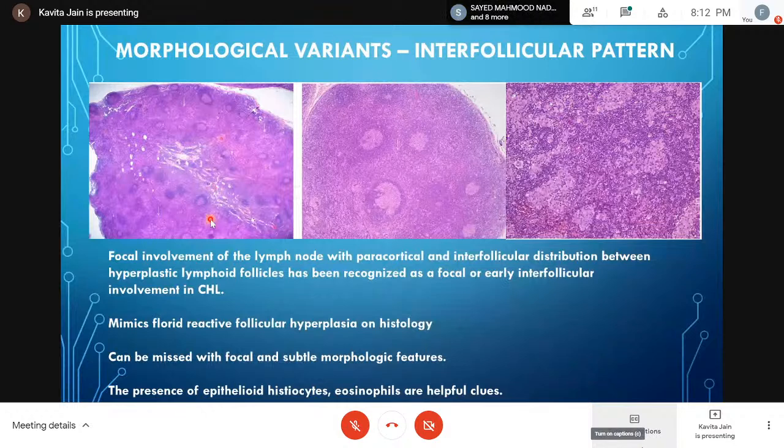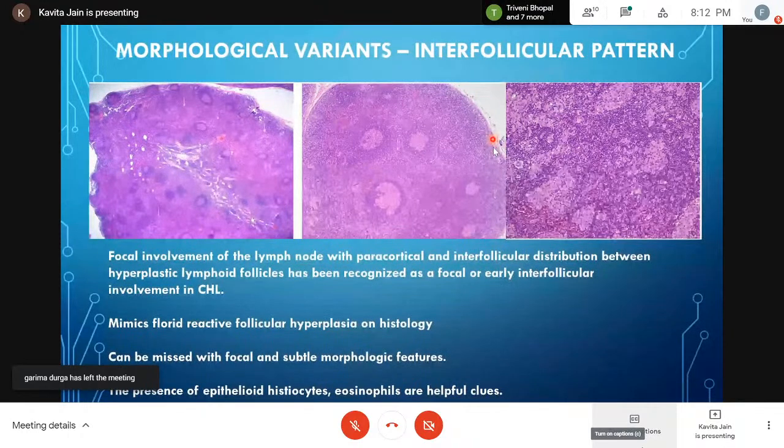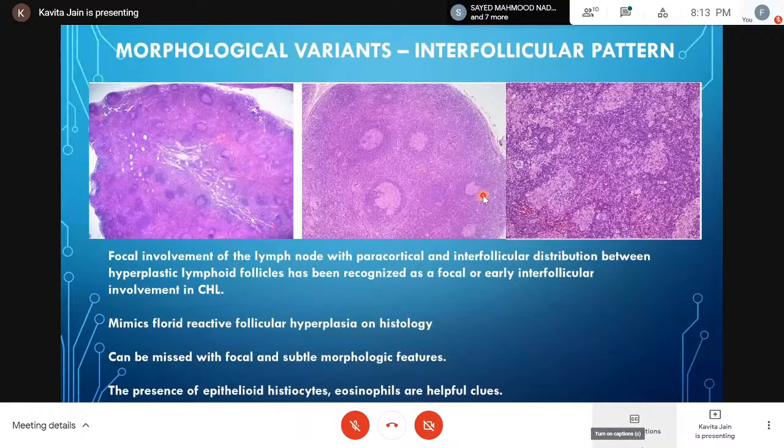But I suggest that if we have a good clinical history, we should always try to go to the high power and look at the paracortical areas. Because they are just focal and have subtle morphological features, they can be easily missed. The presence of any epithelioid histiocytes or eosinophils are definitely helpful clues. But I suggest that anytime we are looking at a reactive lymph node, we should search the interfollicular areas for any atypical cell. And I even don't mind putting a CD30 at times, of course, if the patient can afford the IHC.